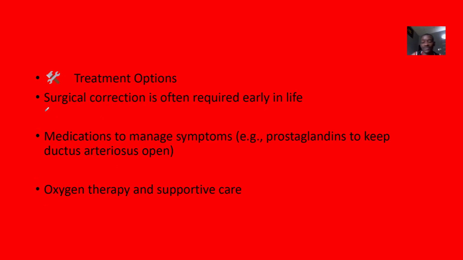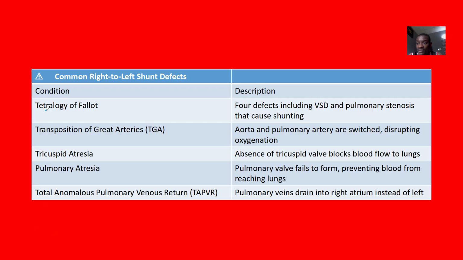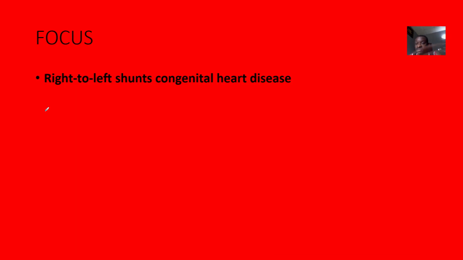Treatment is mostly for an anatomical issue, so you use surgery to correct it physically. There are medications like prostaglandins to keep the ductus arteriosus open. Then oxygen therapy and supportive care. So that was it for this method of classifying congenital heart disease.